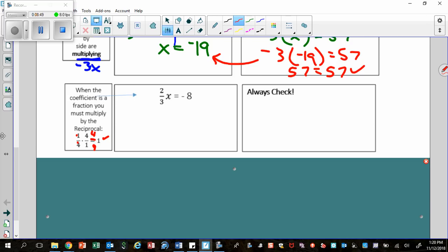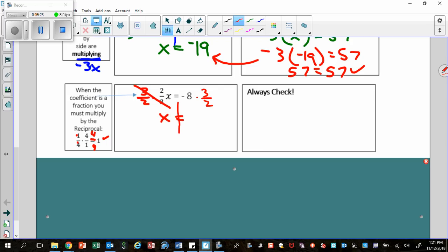So let's take a look at 2/3 x equals negative 8. So we know that 2/3 and x are multiplying. So we need to multiply by the reciprocal in order to get x alone. Remember, we need to do this on both sides of our equal sign. Okay, so we should see it on both sides. From here, I'm going to take a look at what 3/2 times 2/3 is. So 3 times 2 is 6, and 2 times 3 is 6. So 6 divided by 6 would really just give me 1. So this is done. We've canceled out the fraction. We're left with x equals.